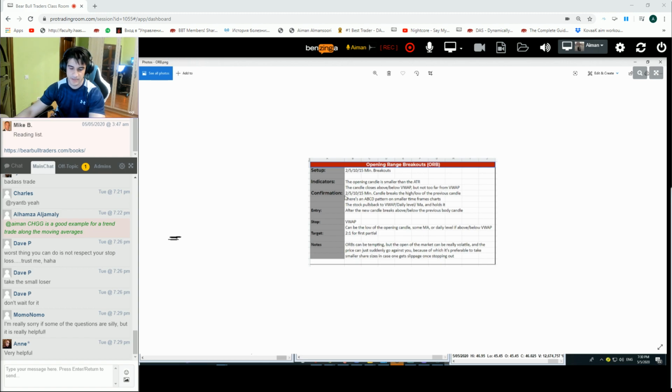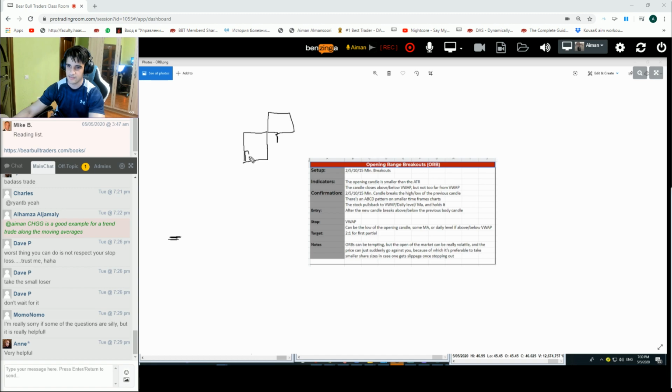Confirmation depends on the open range breakout you are trading, whether it's a 2-minute, 5-minute, 10-minute, or 15-minute open range breakout. It should break the high or the low of the previous candle. For me, it's not the wick, it's the body of the candle. A mini ABCD pattern on the smaller time frame charts. So let's say you're going for a 5-minute open range breakout. This is a wick here, this is there, okay?